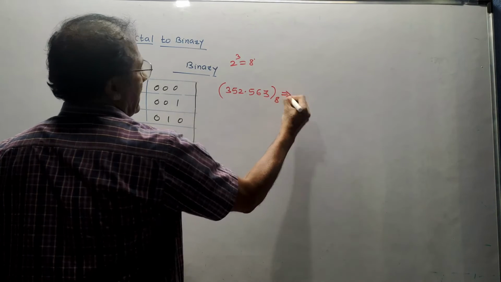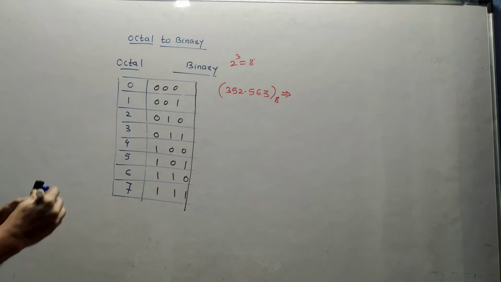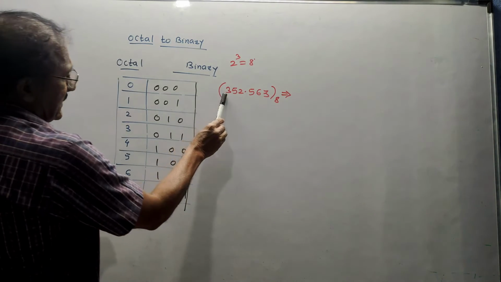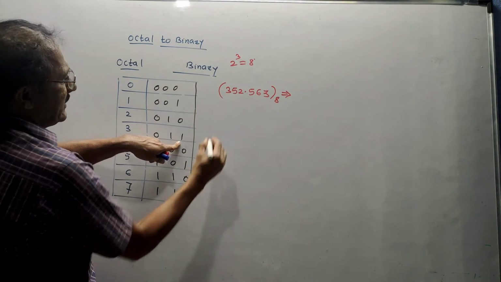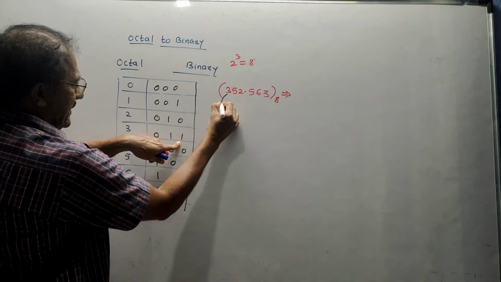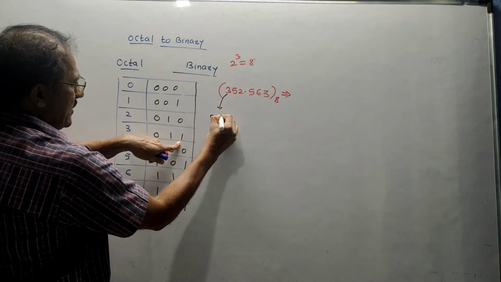I have to convert it in terms of binary. Make the thing simple. First digit is 3. For 3, check the table. Binary equivalent is 0, 1, 1. So I will write for 3, it is 0, 1, 1.